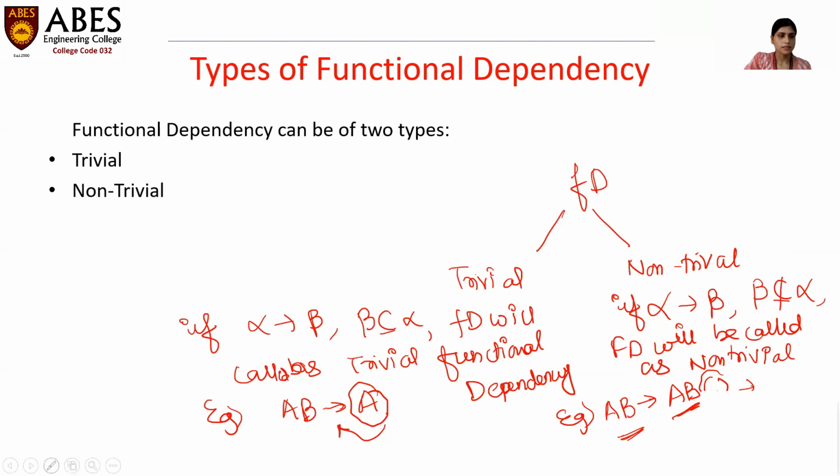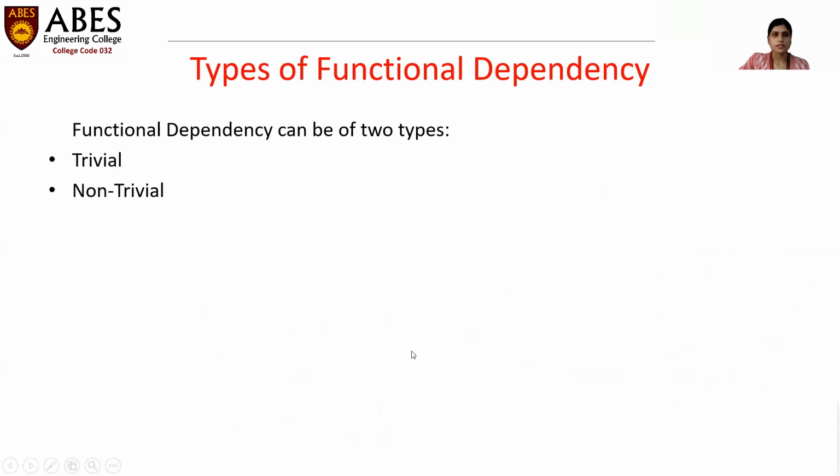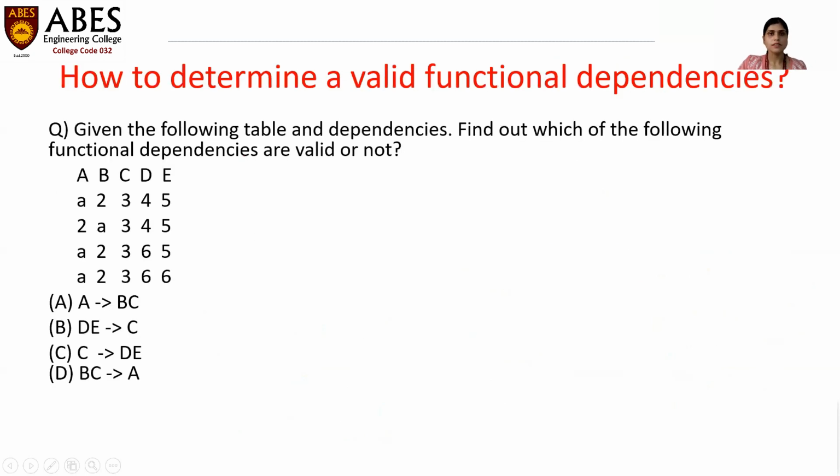Now we'll discuss some problems based on this functional dependency. Okay, so this is a question, and these questions are repeatedly asked in many competitive exams. And the first question says that given the following table and dependencies, we have to find out which of the functional dependencies are valid. That means which of the functional dependencies are true or correct and which are not.